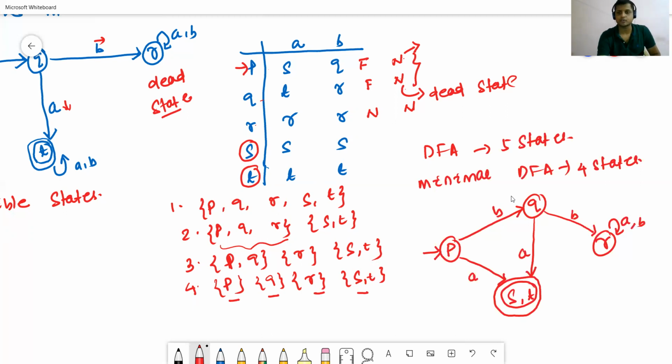S reading A goes to S. S reading B goes to S. T reading A goes to T. T reading B goes to T. Okay. This is the minimal DFA of the given DFA.